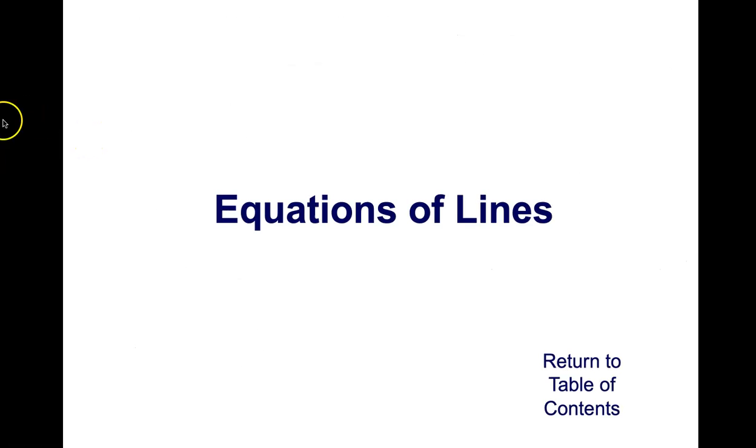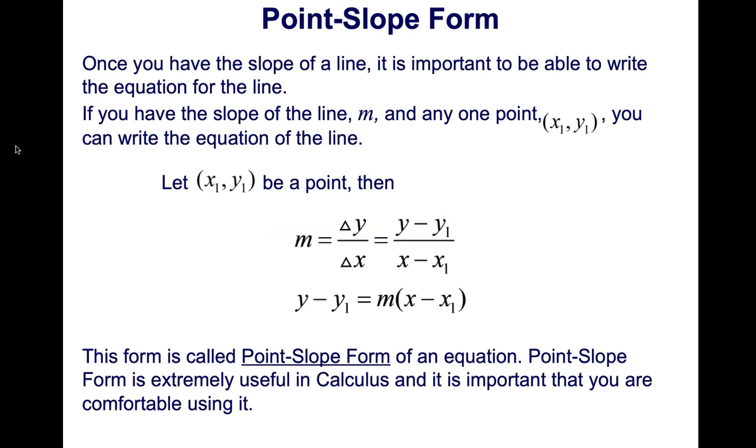Now our next concept is equations of lines, in point-slope form. Once you have the slope of the line, meaning you have m, it is important to be able to write the equation of the line. If you have the slope m and you are given any point (x1, y1), you can write the equation of the line with this formula: y minus y1 equals m times (x minus x1). Now I'll skip this part. Now it says what?